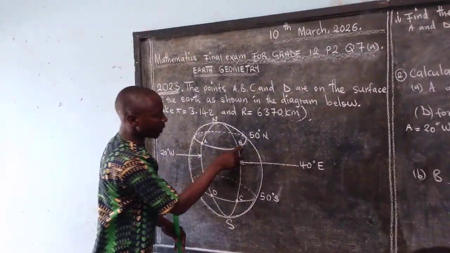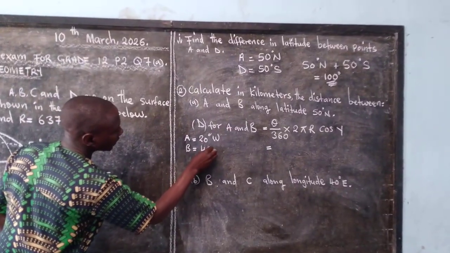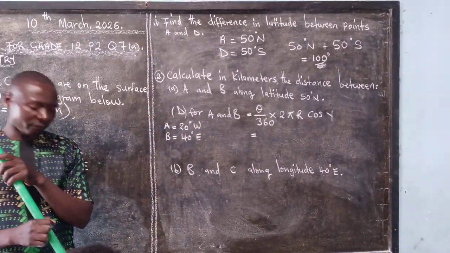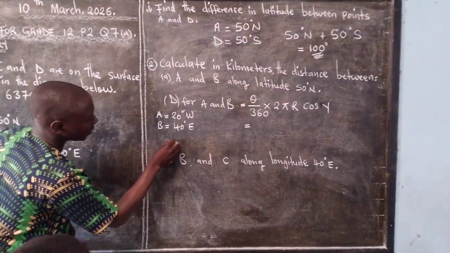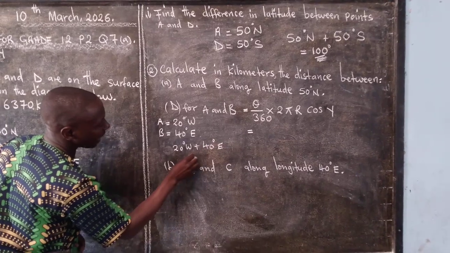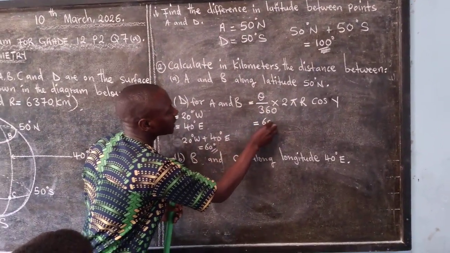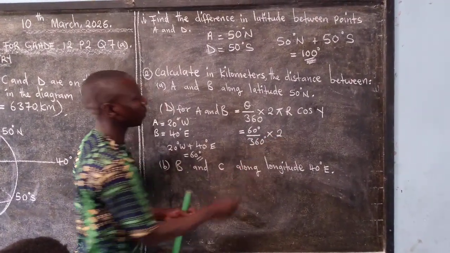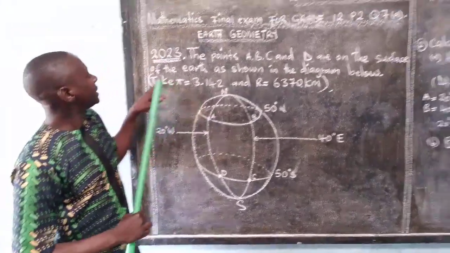Then we have also point B. Point B is lying on which coordinate? 40 degrees east. Then when we have different hemispheres, the rule says you need to add. So we are going to add 20 degrees west plus 40 degrees east. The answer will be 60 degrees. So on the theta there, we are going to put 60 degrees over 360 degrees times 2. What is our pi? On our statement, it says take pi as what?